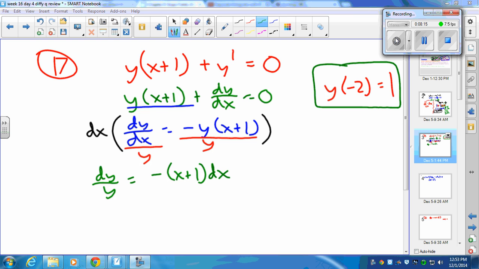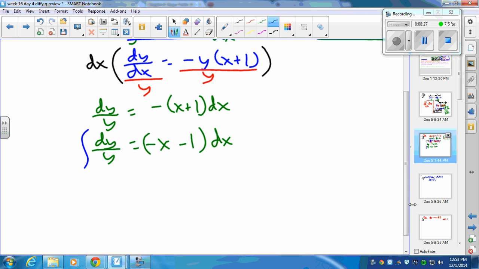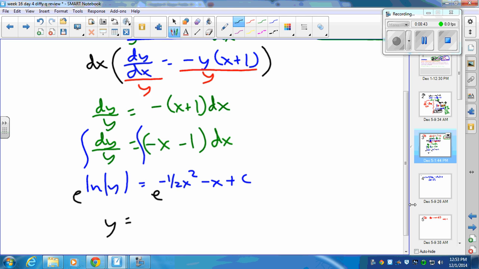Now, some of you might prefer distributing that negative now and saying -x minus 1 dx. You might just feel comfortable having that. So when you separate, now you're allowed to integrate. You get ln of y, absolute value, is, let's see, -1/2 x squared minus x plus c. I can e it. The absolute value goes away because I'm going to have the fuzzy math. I get that. Now some of you go, wow, how'd that work?